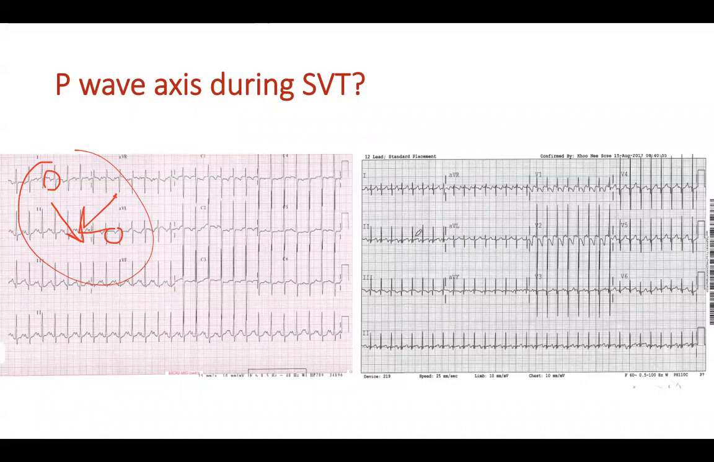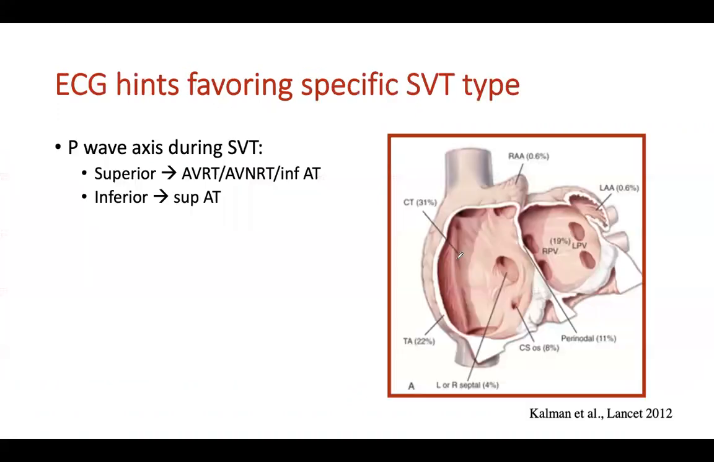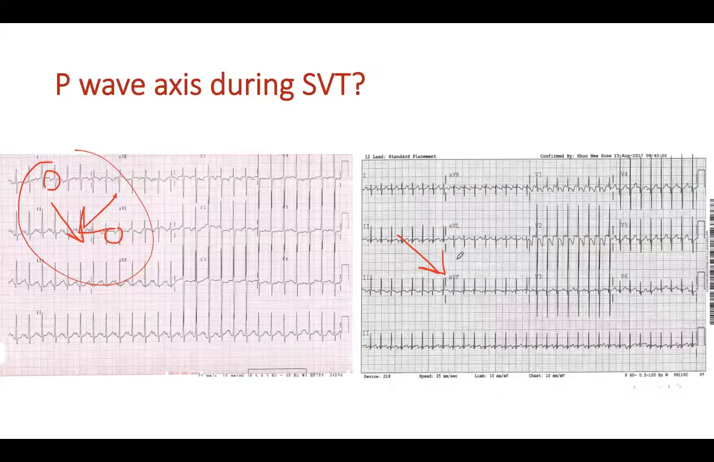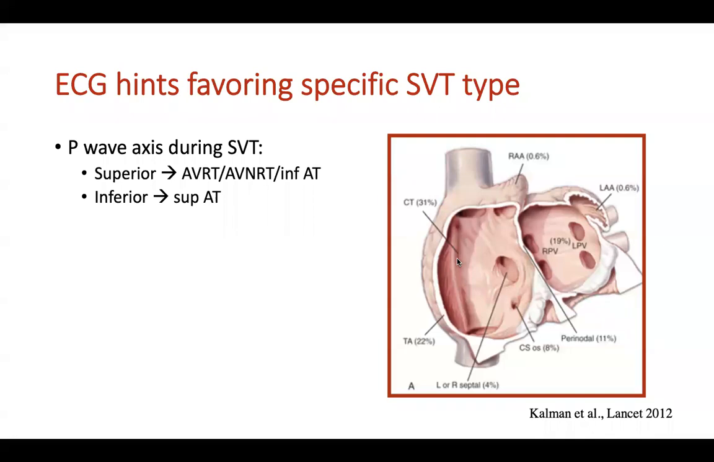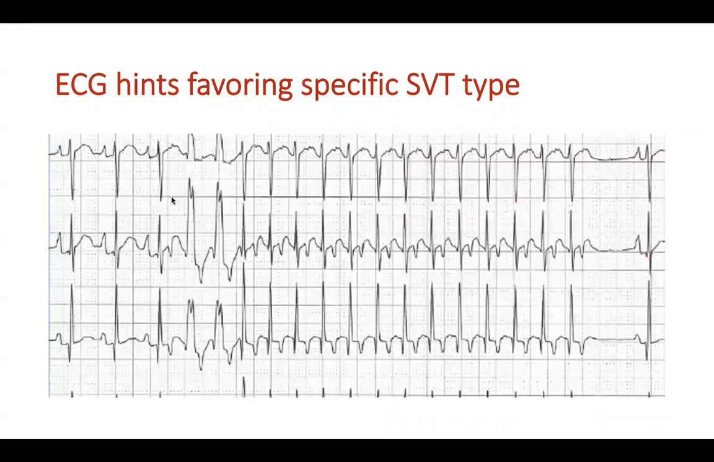This is another baby with a long RP tachycardia. Again, the axis is inferior, so that's more typical of AVRT. Of course, you might have atrial tachycardias with a superior axis, or inferior axis, sorry. The axis just might help you figure out which one is more likely. If you have a superior axis, often it's AVRT or inferior atrial tachycardia. If you have an inferior axis, very often it's an atrial tachycardia.